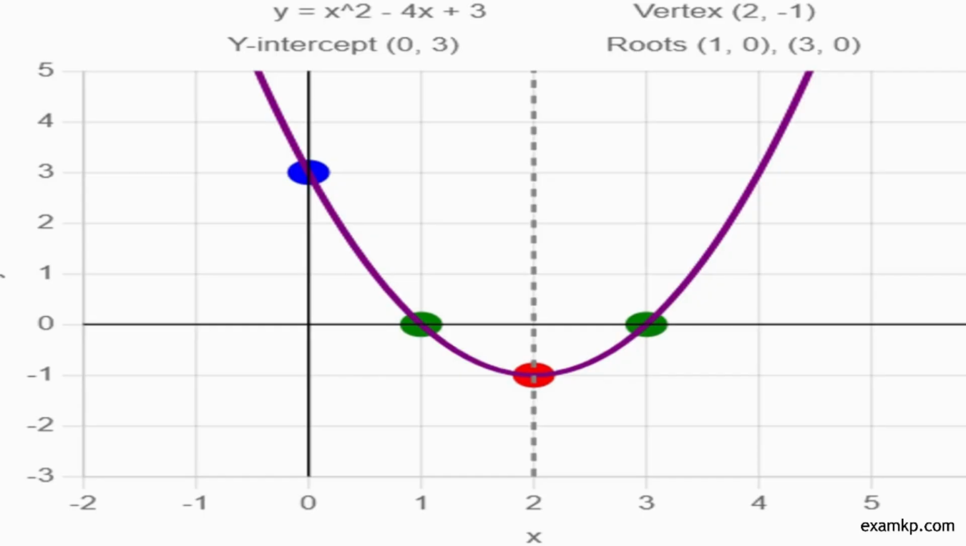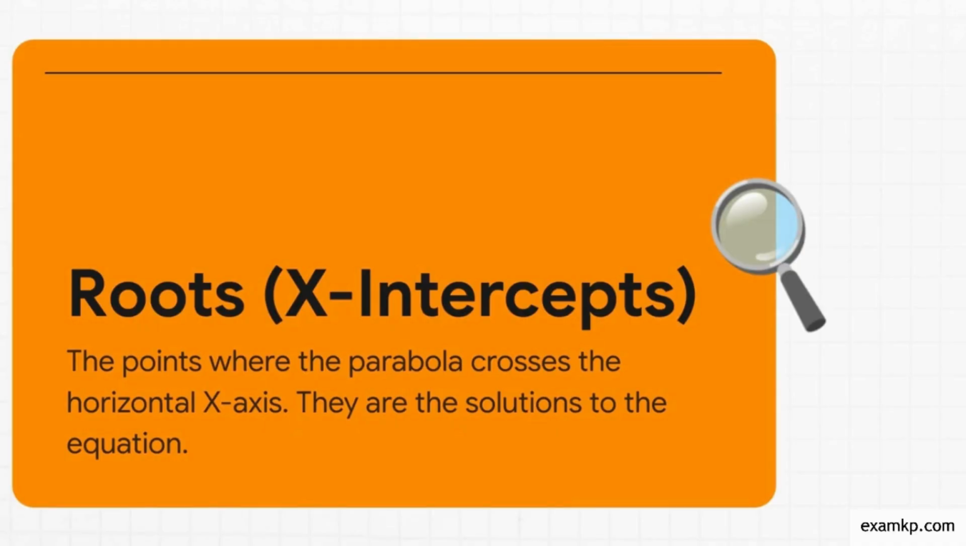Okay, what about those green points? These are called the roots, or you might hear them called the x-intercepts. They are super important for exam questions because they are basically the solutions to the equation. They show you exactly where the curve comes down and hits that horizontal x-axis.